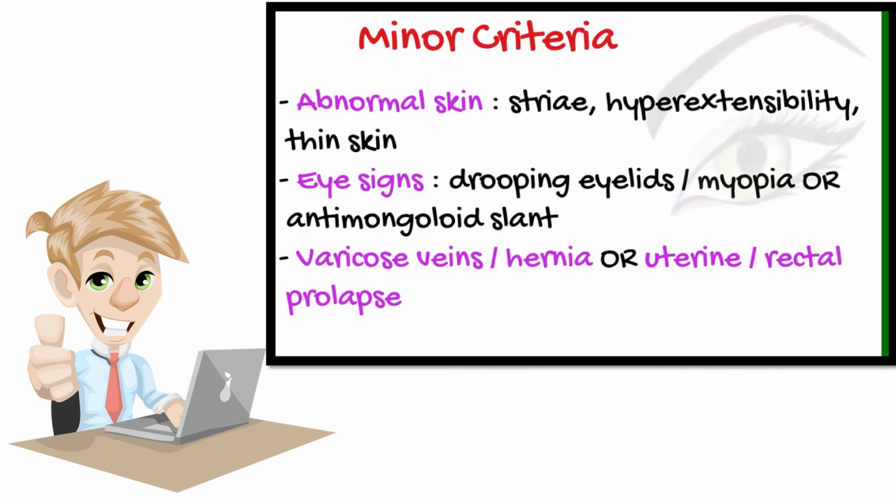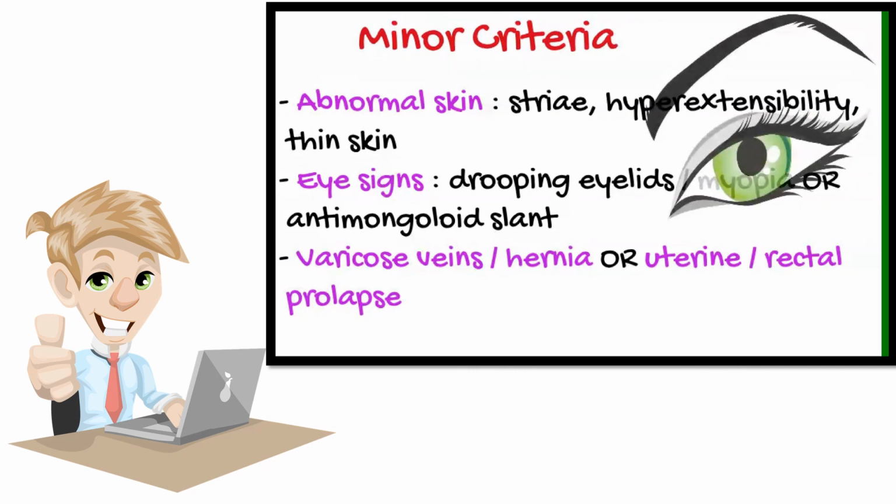So, again, either 2 major criteria or 1 major and 2 minor criteria or 4 minor criteria is sufficient to diagnose the benign joint hypermobility syndrome, BJHS.